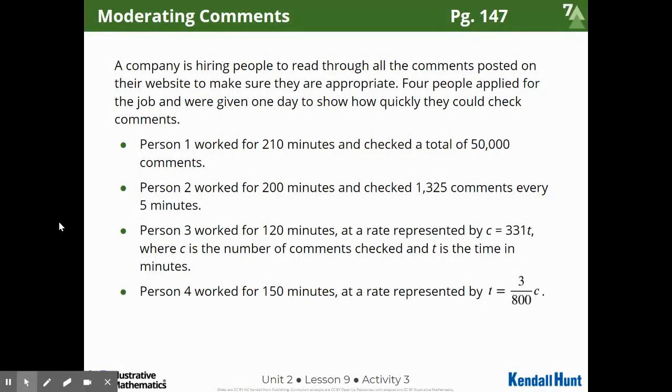And it says a company is hiring people to read through all the comments posted on their website to make sure they are appropriate. 4 people applied for the job and were given 1 day to show how quickly they could check comments. Kind of break some information down here for everybody.